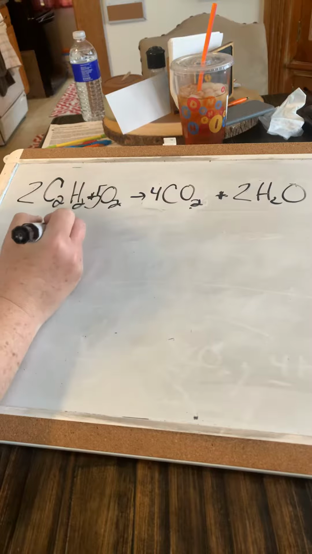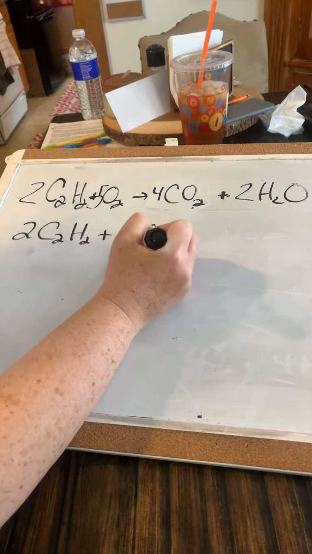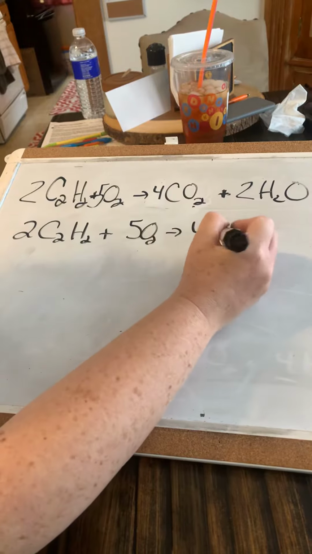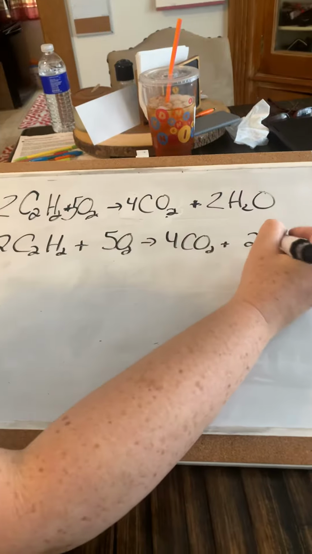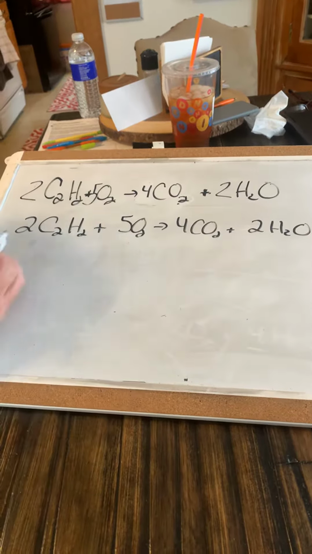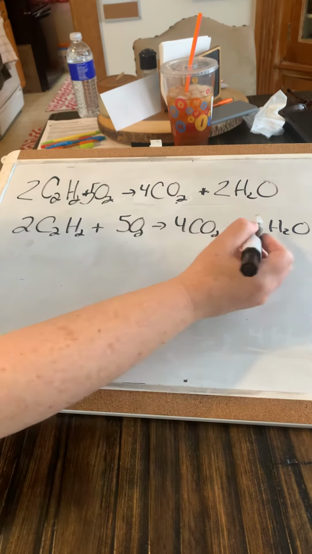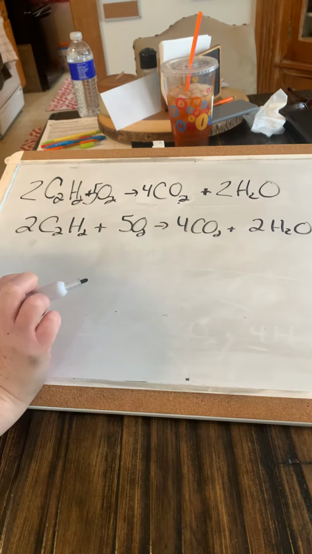So we end up with 2C2H2 plus 5O2 yields 4CO2 plus 2H2O. And now everything is balanced because we have 4 C's, 4 C's, 4 H's, 4 H's, 10 O's, 8 plus 2 is 10 O's. Okay.